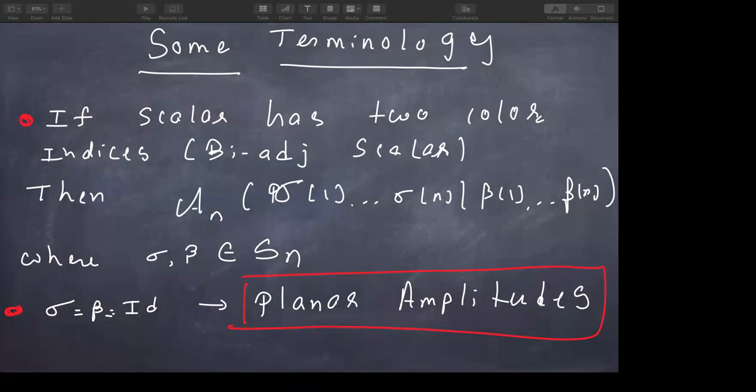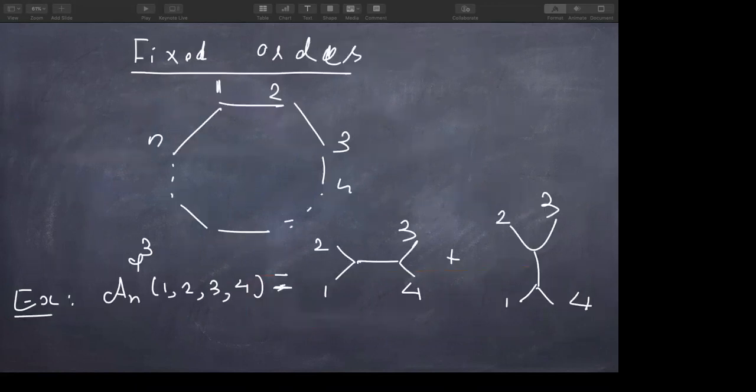In very few places we will focus on these more convoluted objects where you have different orderings for the two colors. Mostly we will just work with fixed ordering for both the colors once and for all, and that's it.